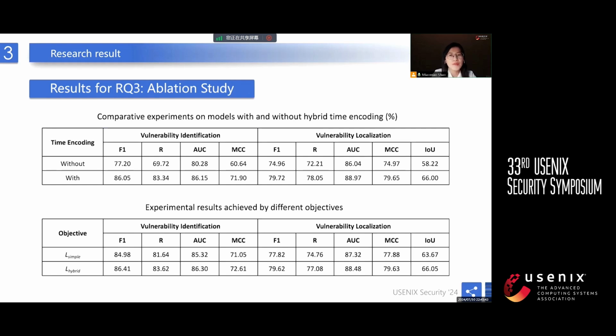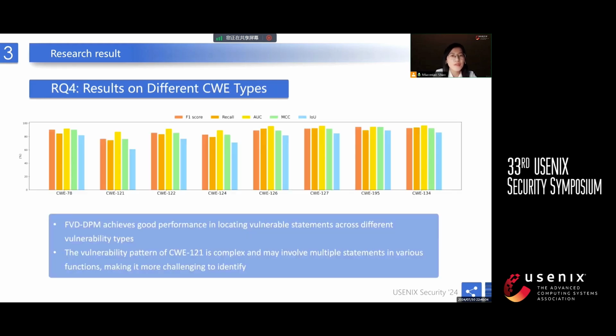Then we evaluate the effectiveness of the hybrid time encoding and the improved training objective. We conduct two groups of comparative experiments. The results show that these improvements help the model to achieve better detection performance. Finally, for answering RQ4, we evaluate the performance of FVD-DPM in locating different types of vulnerabilities.